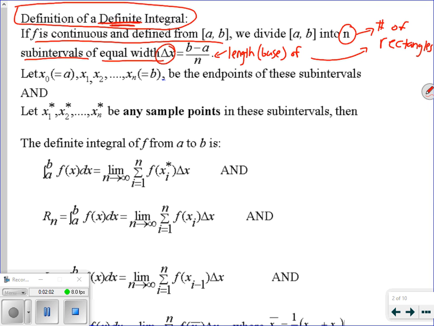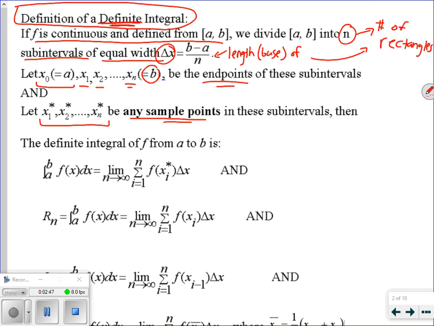So something else that we're going to do notation-wise is let x sub zero be our a value, that first x value, the left value on our interval. And we're going to have x1, x2, all the way to xn, which is going to be our b value. These are the endpoints of these subintervals. And the way we wrote that is it's going to be kind of like the heights of our rectangles. So this is kind of a review of yesterday's notes.